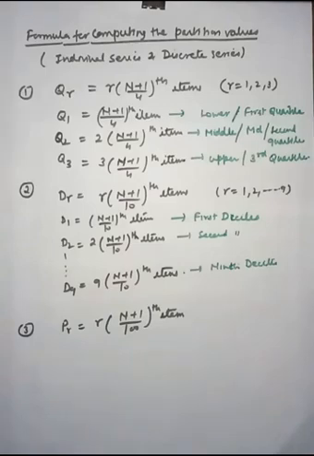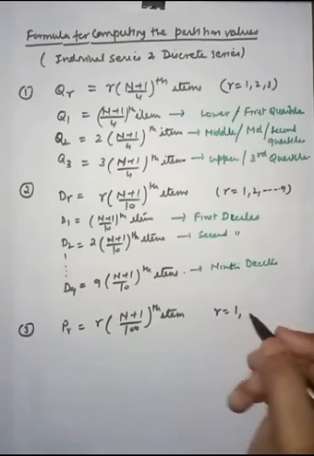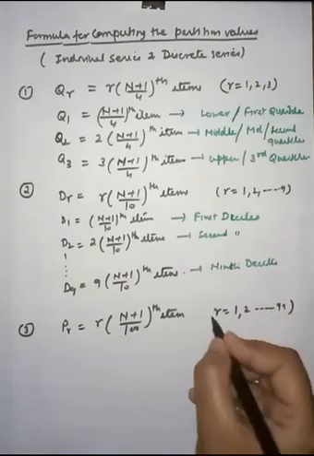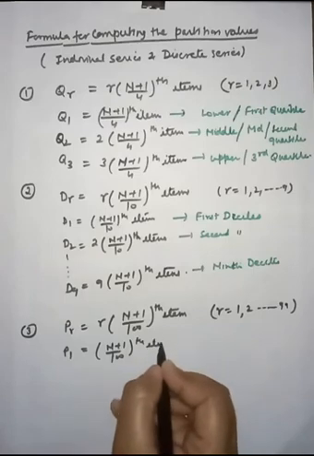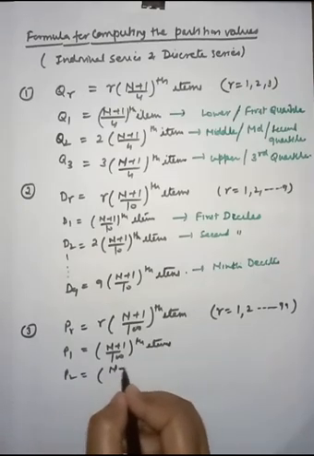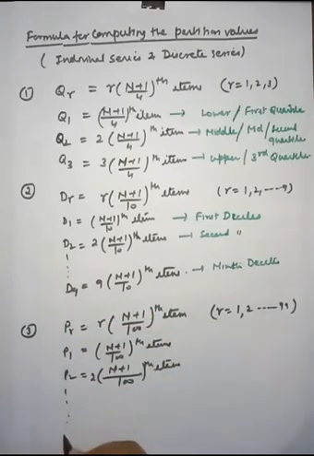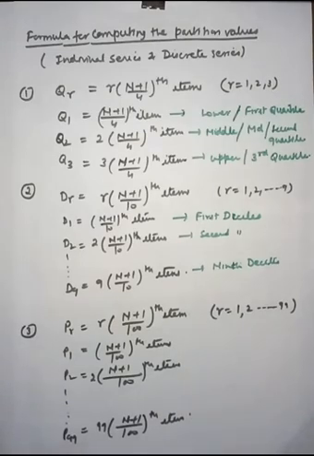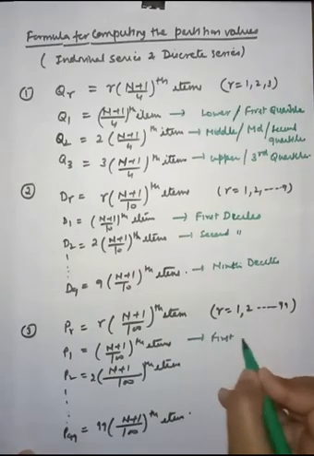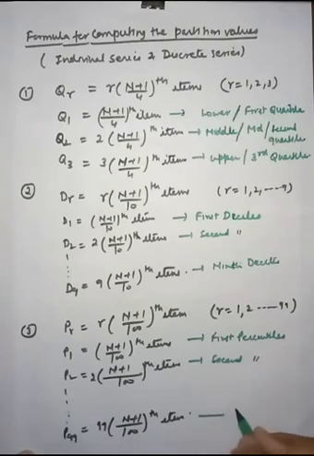These are the formulas for the quartile, percentile and deciles items. Here r takes the 99 dividing values, so 1, 2 and up to 99. So P1 is (n plus 1) by 100 item. P2 you will have 2 times (n plus 1) upon 100. Similarly you put all values, and finally we get P99, which is 99 times (n plus 1) by 100 item. So this is called the first percentile, this is called the second percentile, and this is called the 99th percentile.